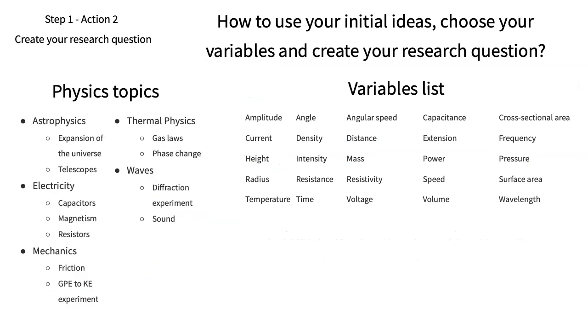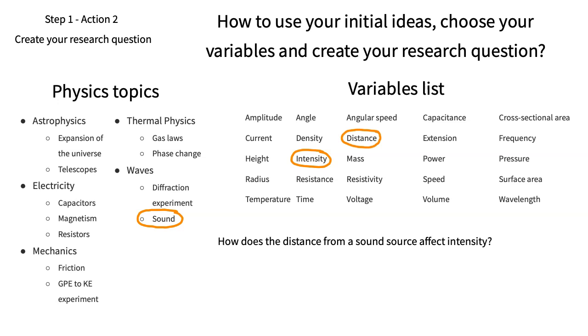Let's see a few quick examples for the physics topics ideas that you brainstormed. Sound, distance, and intensity. How does the distance from a sound source affect intensity? Let's say you carried out a simple experiment in class to see how gravitational potential energy is converted into kinetic energy. You release the ball from different heights on a slope, and you measure the distance traveled by the ball.